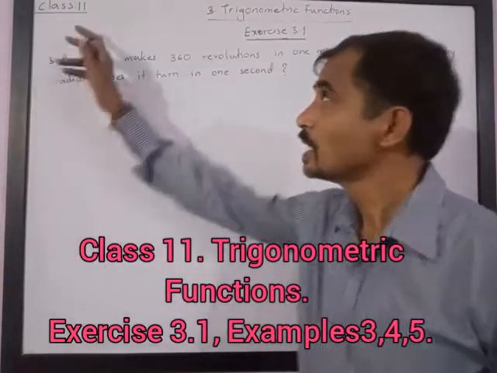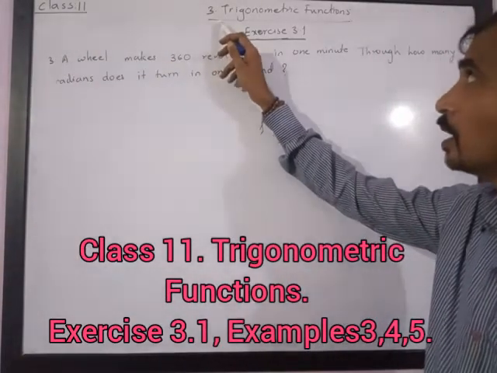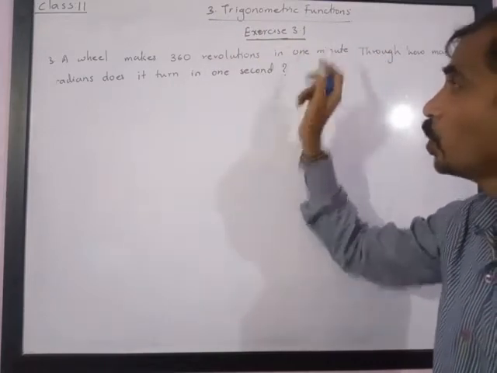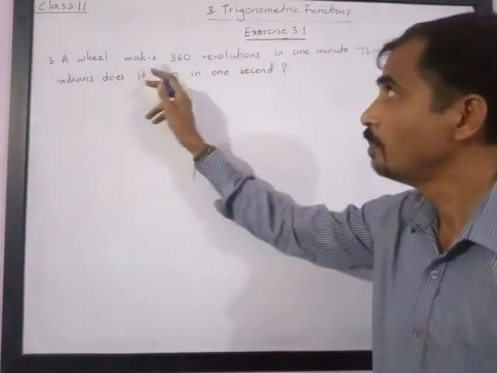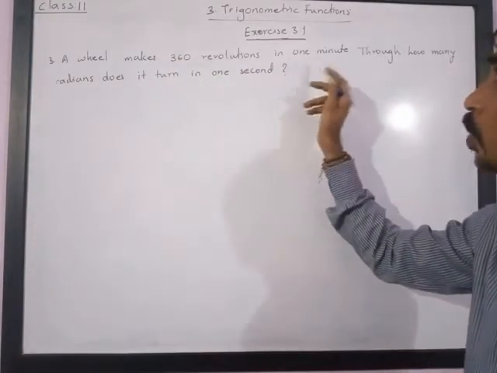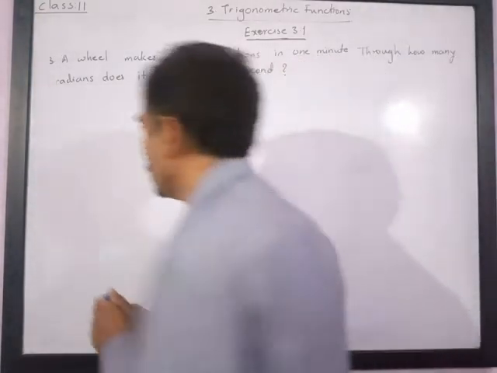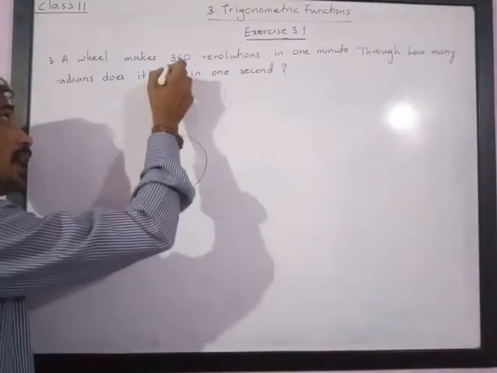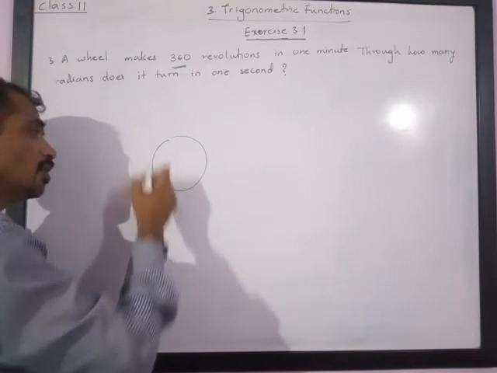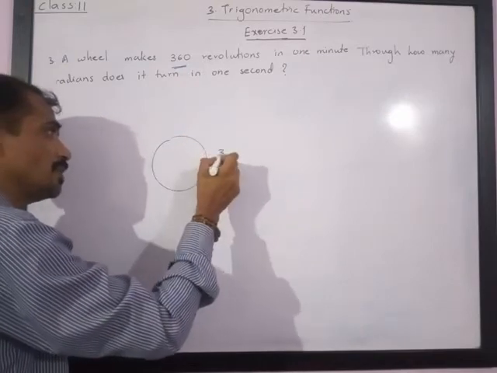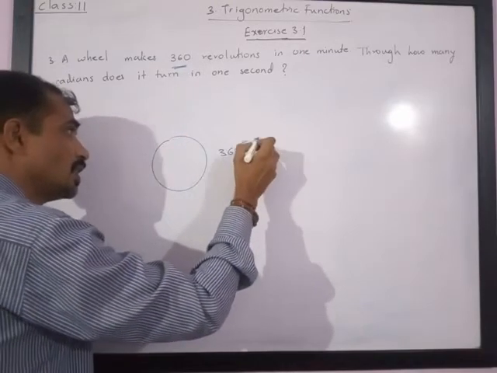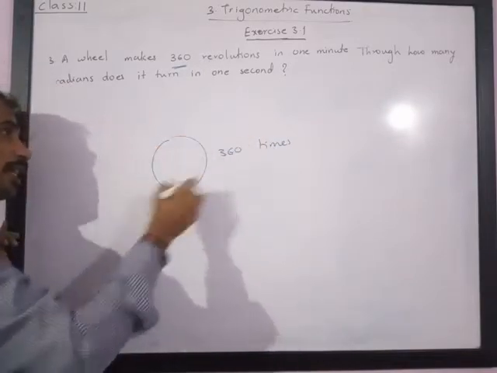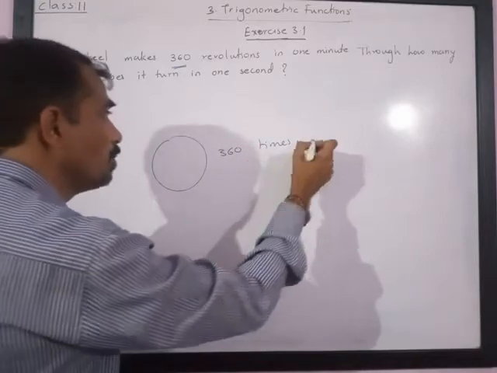Dear friends, in class 11, the third chapter is trigonometric functions, and in exercise 3.1 we have the third question. A wheel makes 360 revolutions in 1 minute. Try to understand what that means. It rotates 360 times, 360 times one circle, in 1 minute.